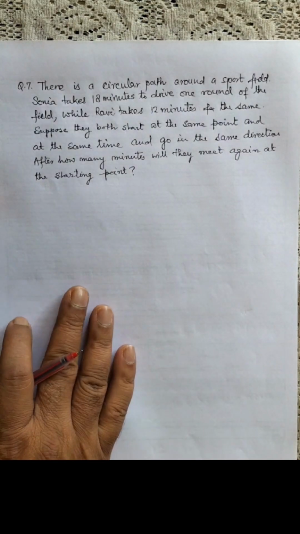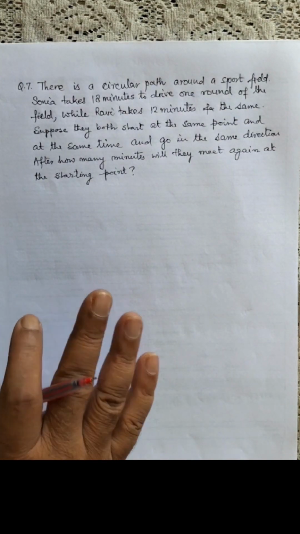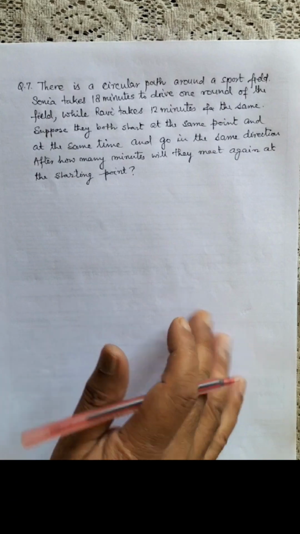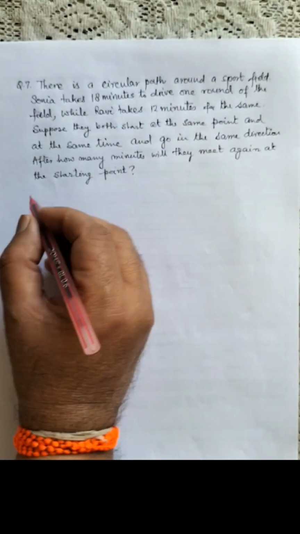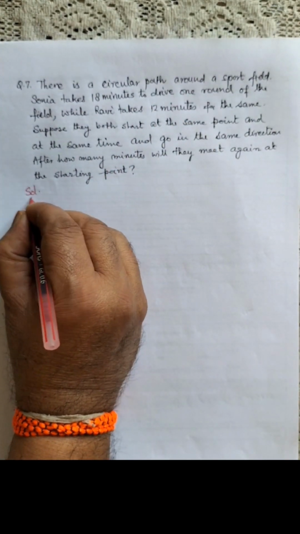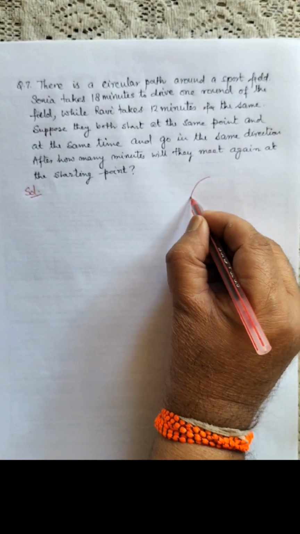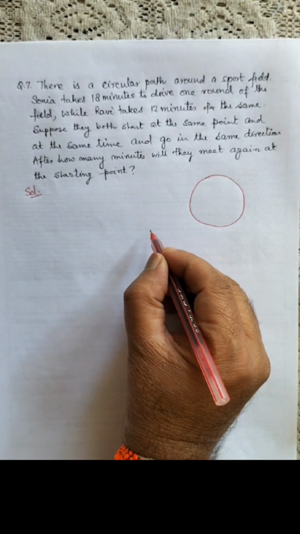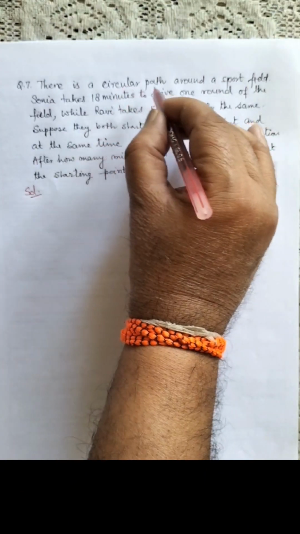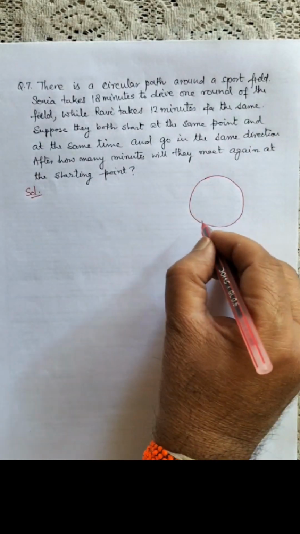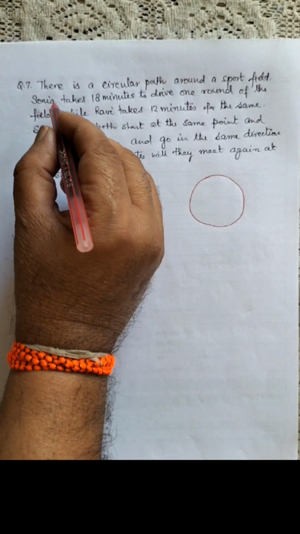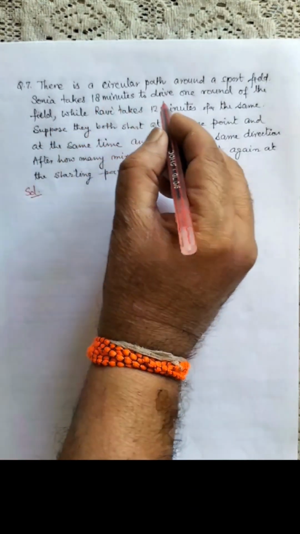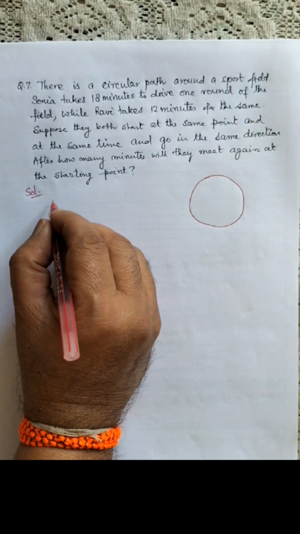Now see this question. This is also an important question and is very much from NCERT. There is a circular path around a sports field. Sonia takes 18 minutes to drive one round.